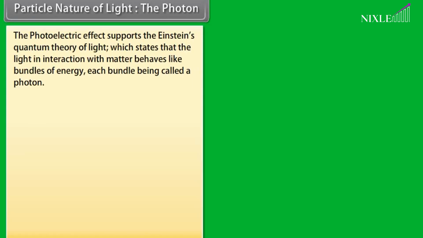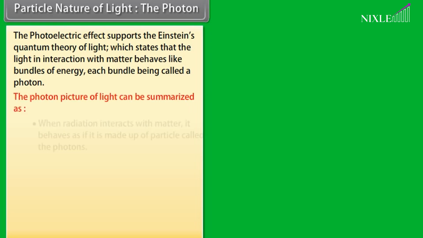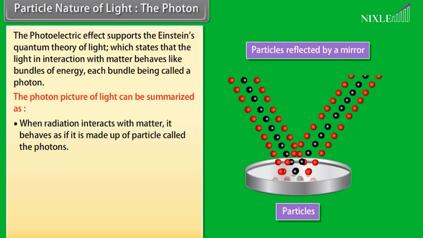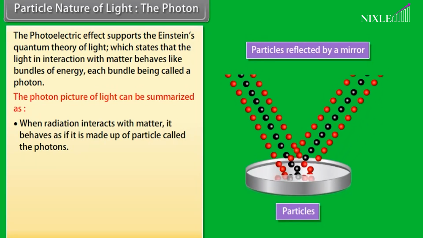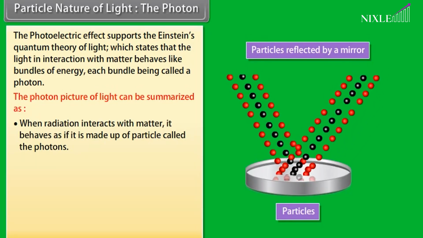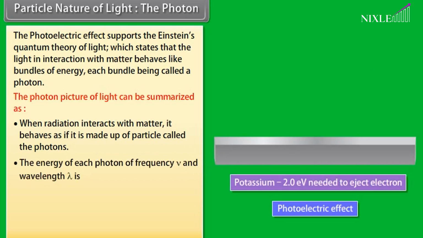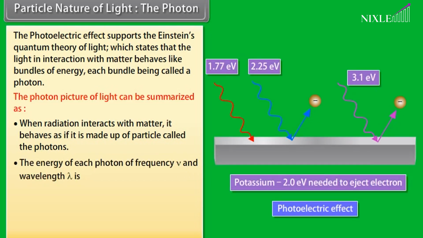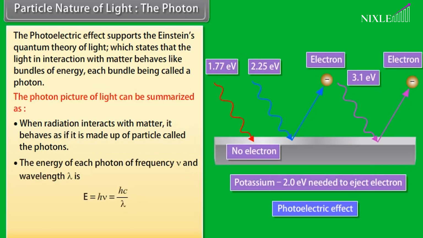The energy of each photon of frequency nu and wavelength lambda is E equals h nu, which is equal to hc by lambda. The momentum of a photon p is equal to h nu by c, which equals h by lambda, where c is the speed of light. All photons of a given frequency have the same energy E, which is equal to h nu. The photons are electrically neutral, so they are not deflected by electric and magnetic fields.